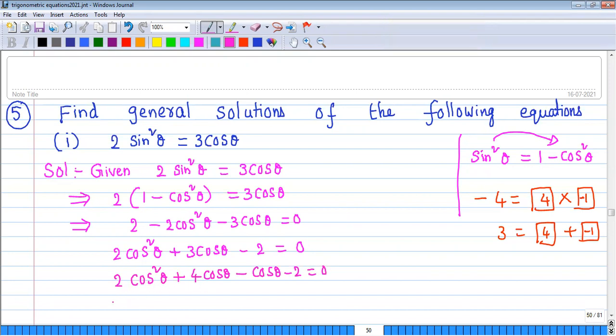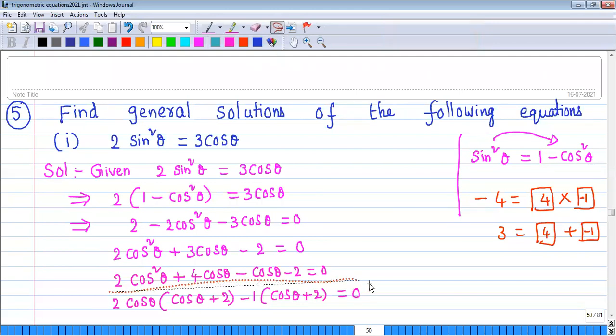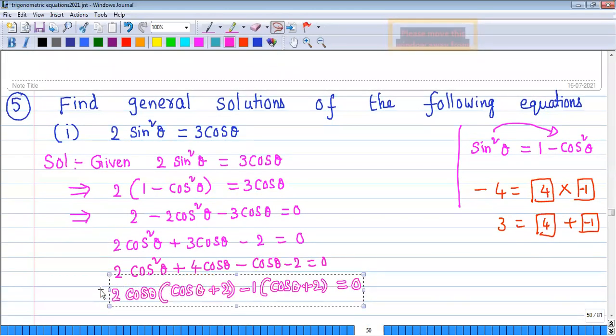From the first two terms, let us take 2 cos theta common. We get 2 cos theta times cos theta plus 2, and taking minus 1 common, we get minus 1 times cos theta plus 2, equals 0. Just go through this one now. If you have any doubt, you can ask me. Is it clear? Shall I move to next step? Yes, sir.